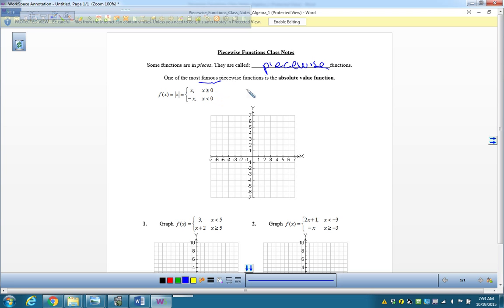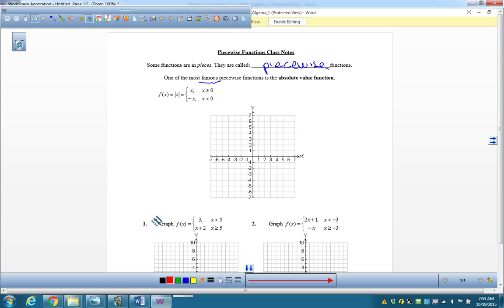One of the most famous piecewise functions is the absolute value function. Does anyone know what an absolute value function looks like? A piecewise function breaks a function into pieces. You can break the absolute value function into two pieces, where one part is y equals x if x is greater than 0, and y equals negative x if x is less than 0. Does anyone know what y equals x looks like?